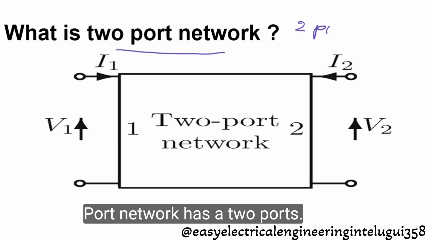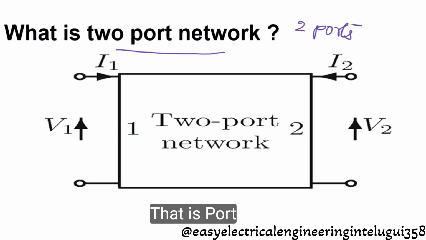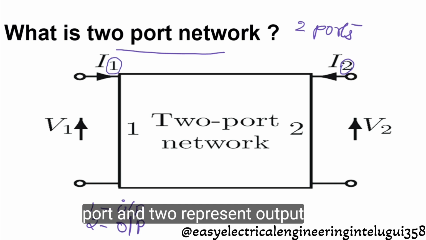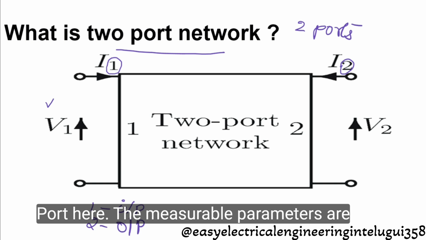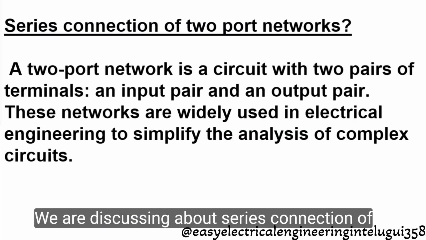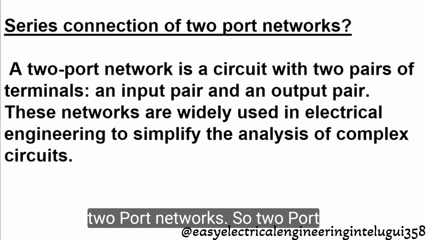A two-port network has two ports, that is port 1 for input and port 2 for output representation. Here 1 represents the input port and 2 represents the output port. Here the measurable parameters are V1, I1 at port 1 and V2, I2 at port 2. We are discussing the series connection of two-port networks.